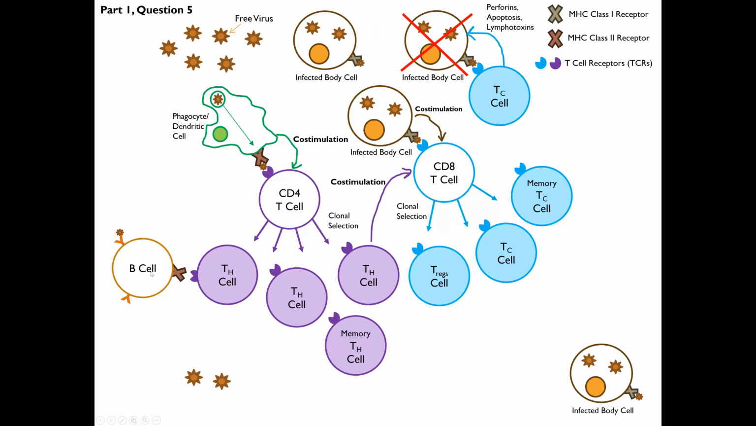Over here I have a B cell, and B cells have this B cell receptor which looks like an antibody stuck in the membrane, and some of the free viral particles that are floating around in the body fluids are going to be recognized by a particular B cell with a matching receptor. And when a viral particle binds to that B cell receptor, that B cell receptor is internalized and that viral particle is transferred to an MHC class II receptor.